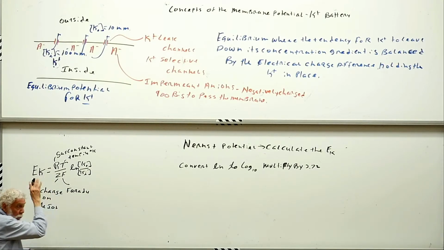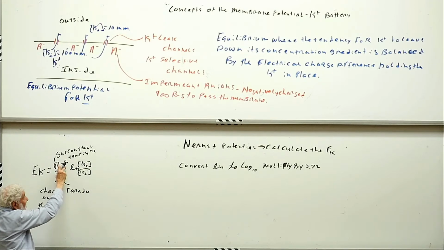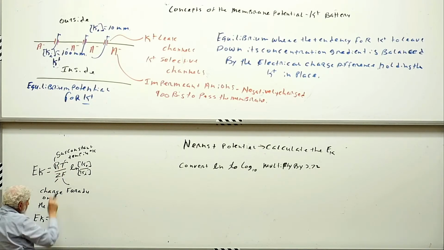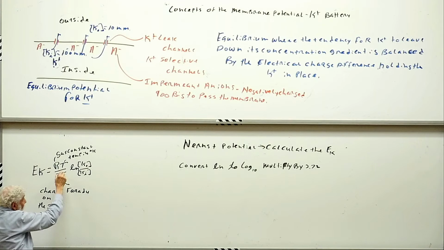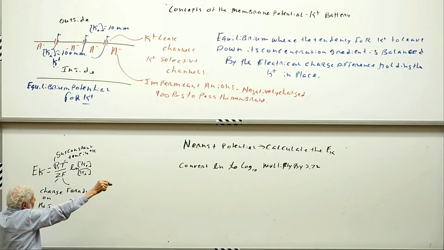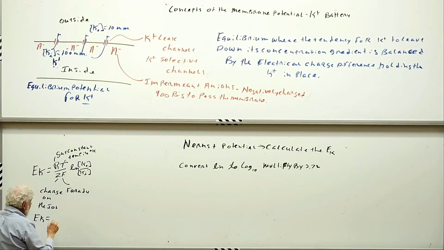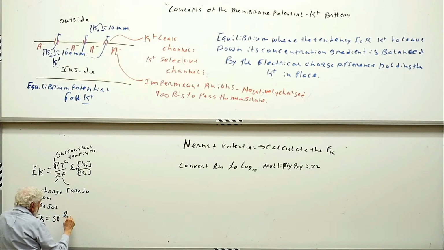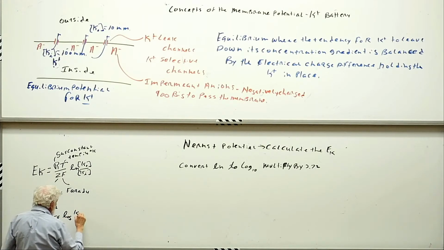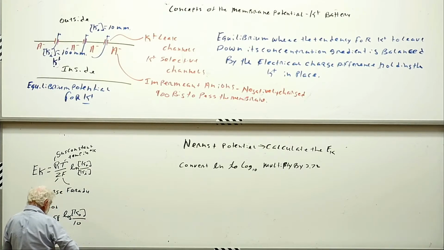If we work our way through this and we say EK at room temperature, so we plug that in, we plug all the numbers in, EK, this constant, and multiply by, and convert from natural log to log base 10, EK is equal to 58 at room temperature times the log of the potassium concentration outside divided by the potassium concentration on the inside.